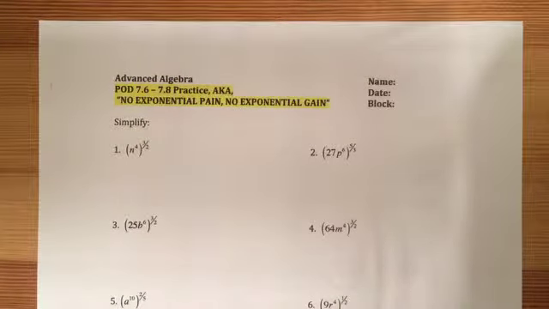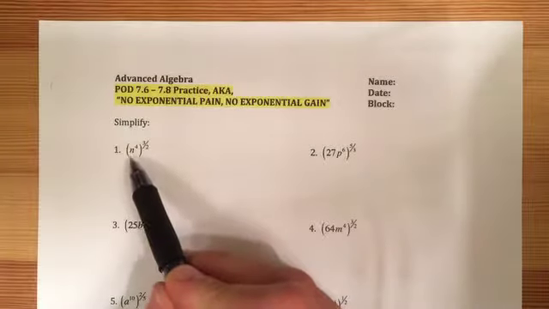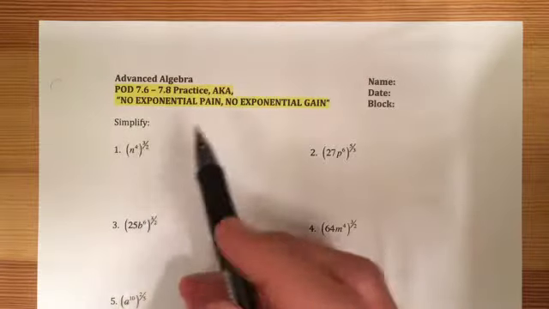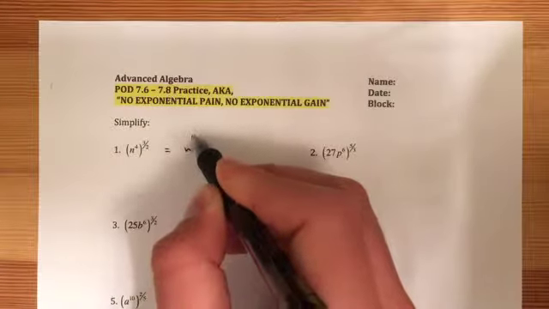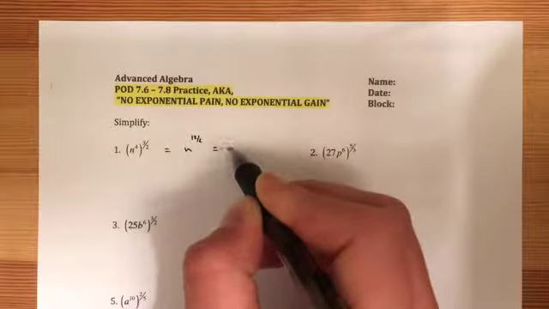So here's our friend entitled No Exponential Pain, No Exponential Gain. So let's practice some rules and see what we can simplify. Well, if I have something with an exponent raised to another exponent, I simply multiply them. So this should be n to the 12 over 2, which is just n to the 6th.